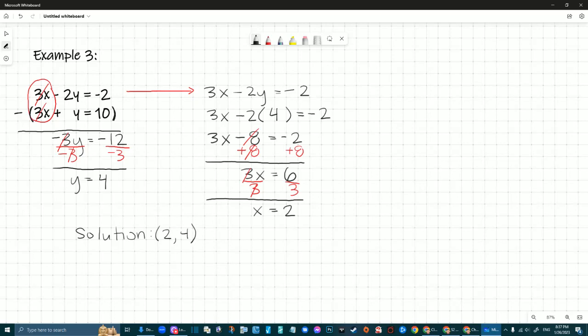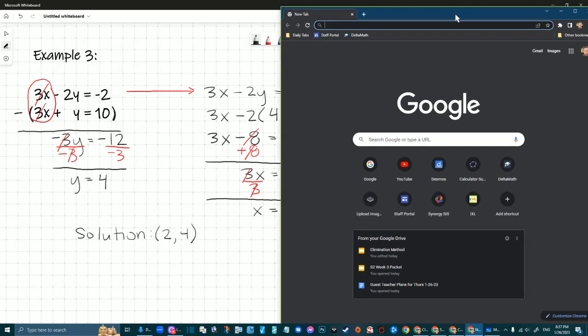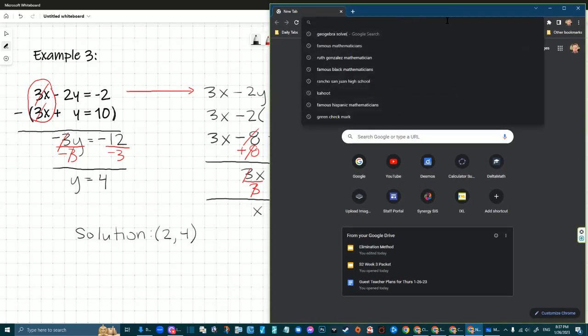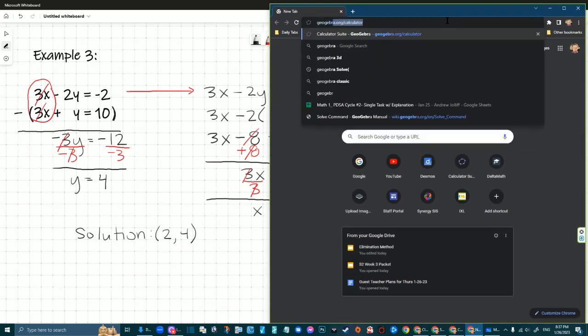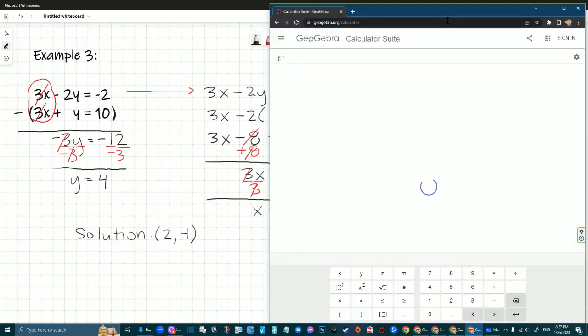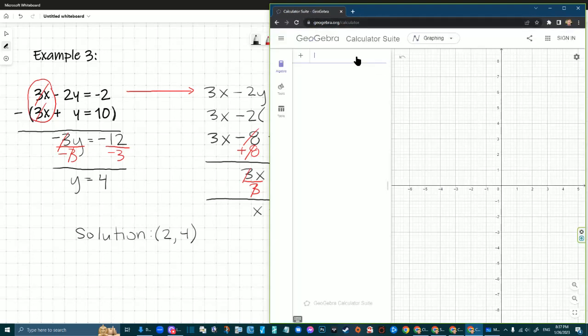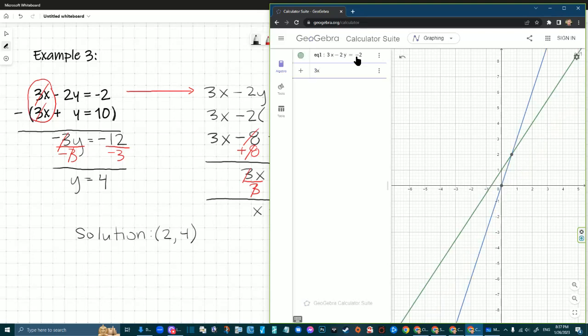And just like example 1, I'm going to pull up GeoGebra and graph those just to be sure. Subtraction can be tricky, and we want to make sure that we did it correctly. So let's go ahead and pull up GeoGebra. And you can see it kind of pops up there. And we just type our original equations in. So 3x minus 2y equals -2. And 3x plus y equals 10.